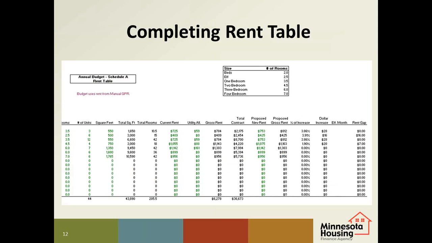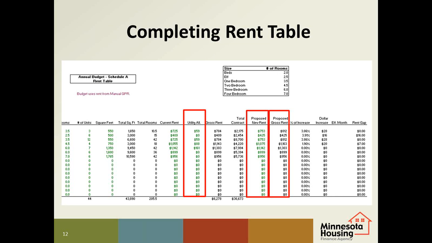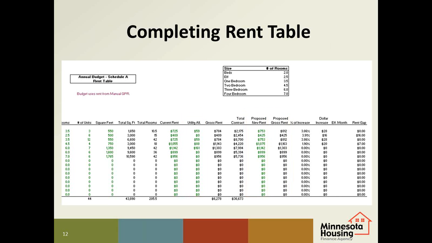Now, going back to the rent table, you will enter the proposed new rents in column M. This will not include the utility allowances. You will enter the utility allowance in column J. The proposed gross rents will be calculated automatically by adding the new proposed rents to the utility allowance. You can edit the green text columns, but the columns with black text cannot be changed.